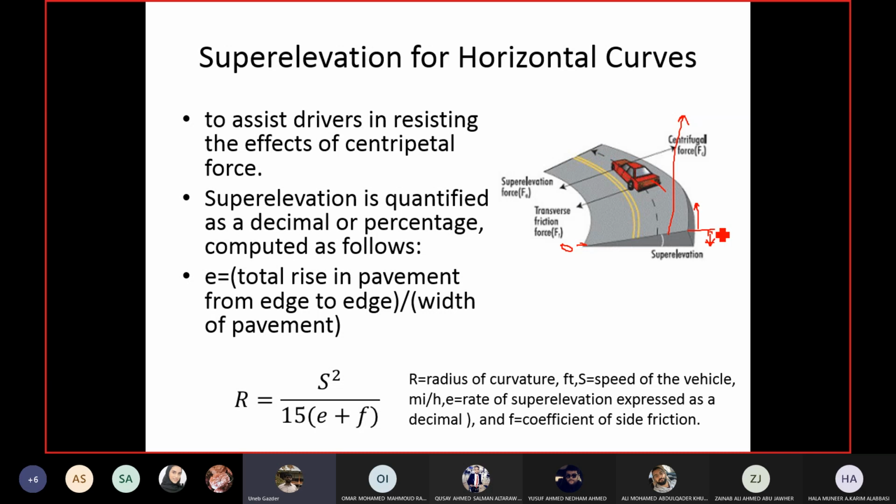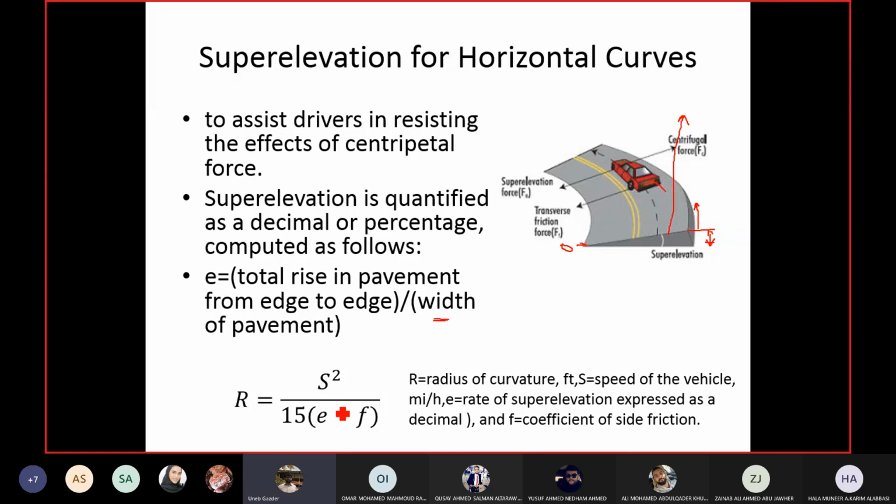You measure how much difference you have caused between the inside and the outside edge of the road, and then you divide it by the width of the road. You can see it is completely different from the G value, the longitudinal gradient. The longitudinal gradient was along the length, so the rise and fall of the road along the length can be negative or positive, and it was divided by the length of the road. This is divided by the width of the pavement. This is how you calculate it, and this is the equation we used in the previous chapter as well: the equation between radius and super elevation, where S is the speed and F is the coefficient of side friction.